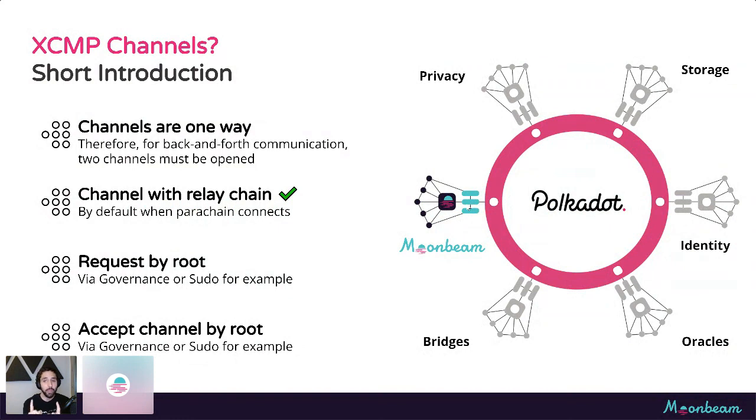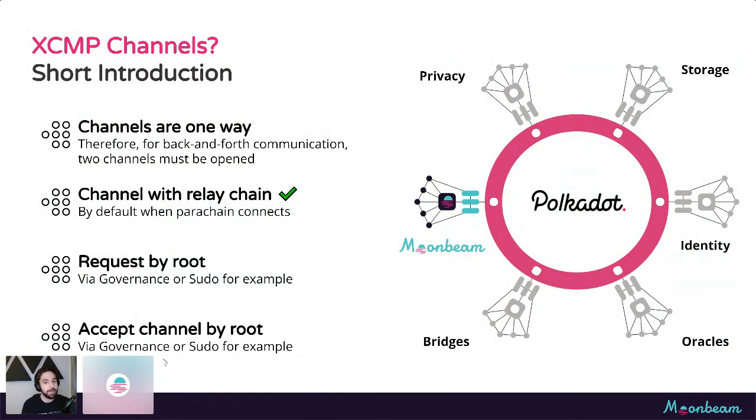However, to open a channel from a parachain to another parachain, you actually need to do it via either governance or sudo. This is done because you have to do it via the root account. And the root account, in parachains that don't have sudo, which is the case for Moonriver and Moonbeam, has to be done via governance. Or, for example, in Moonbase Alpha, because it's a testnet, we do it with sudo because it's a lot more straightforward. This is to request a channel opening.